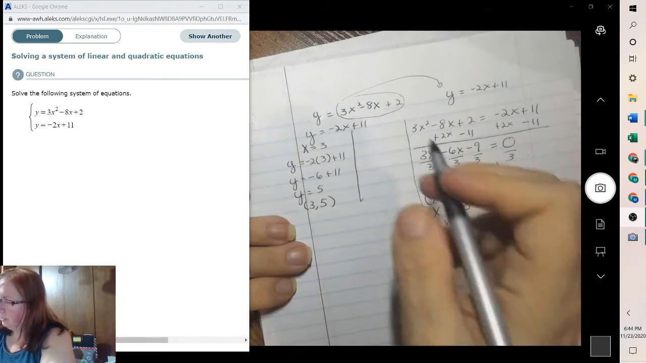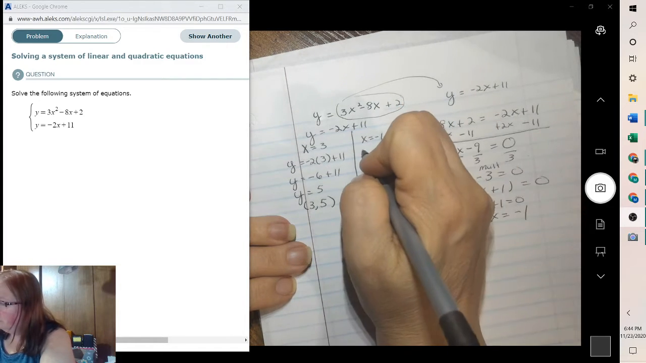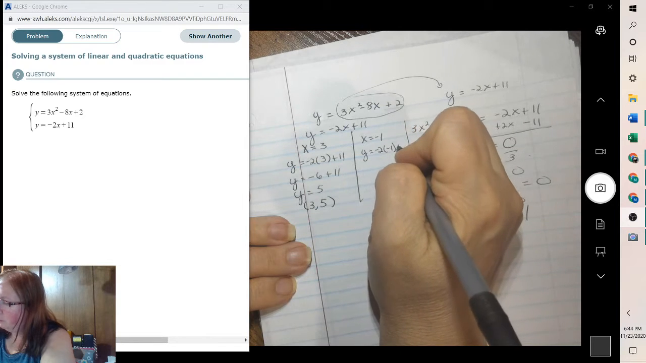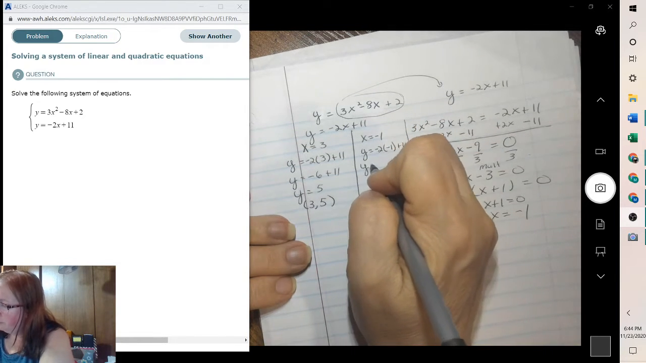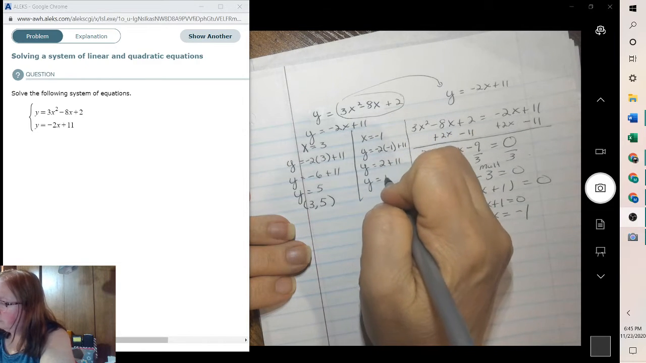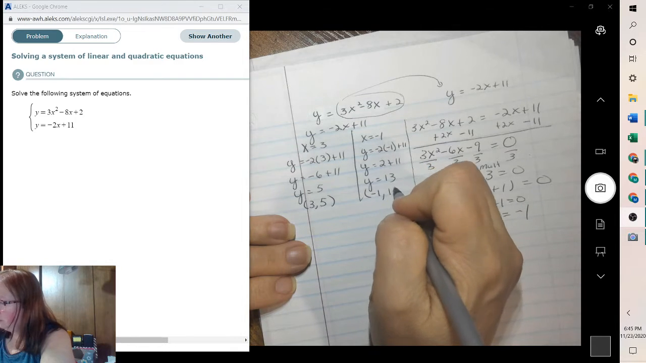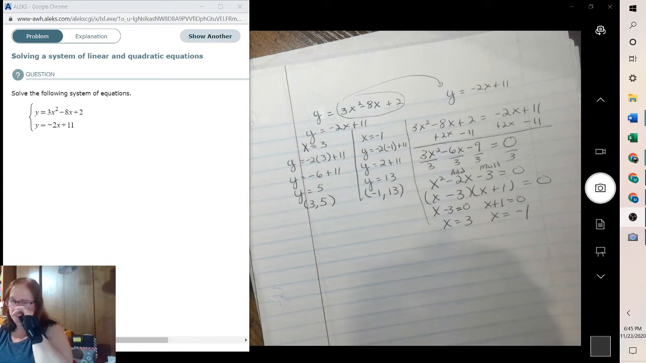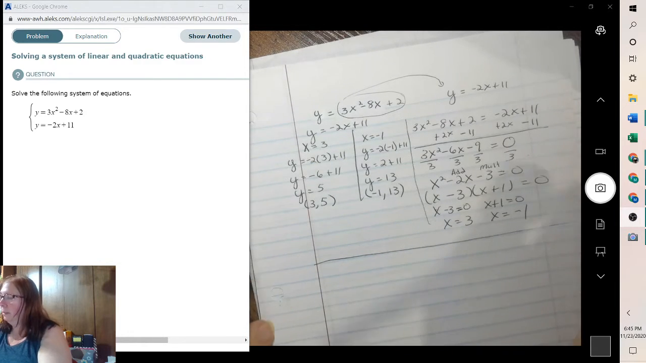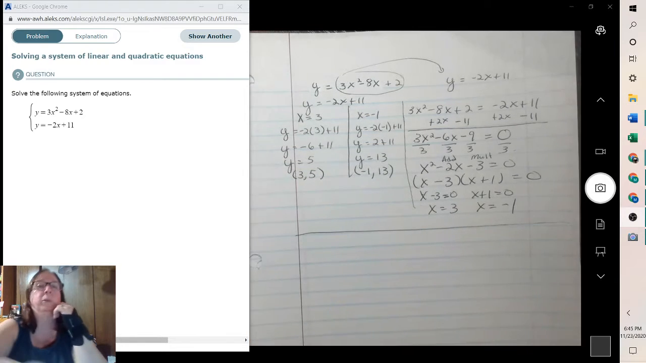Our other one's a negative 1. So then you plug in negative 1. Y equals negative 2 times negative 1 plus 11. Y equals 2 plus 11. Y equals 13, which gives us the point negative 1, 13. So you have to remember to go back and find the y value. Let's try one more.